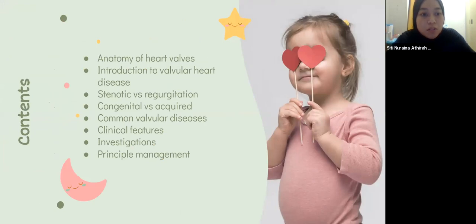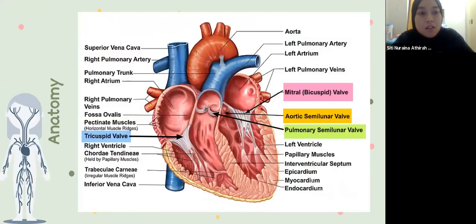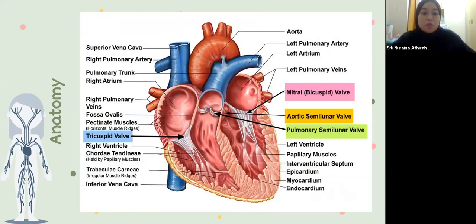So this is the contents of my presentation. Okay, next. So first, I will explain about the anatomy of the heart valve specifically. So technically our heart has 4 valves, 2 on the left and 2 on the right. All of them basically have 3 cusps or leaflets, except for the mitral valve, which has only 2 cusps.